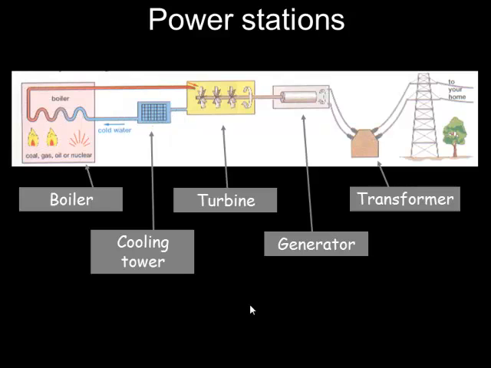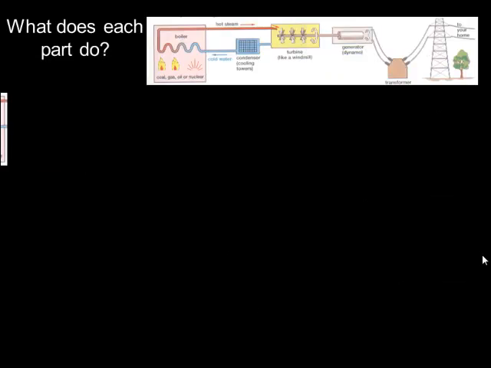Now obviously this is a constant cycle and a repeated cycle, so therefore, as we know about earlier energy degradation, it means that it's not going to be perfectly efficient. There's always going to be some wasted energy. So let's talk about these sections in more detail.